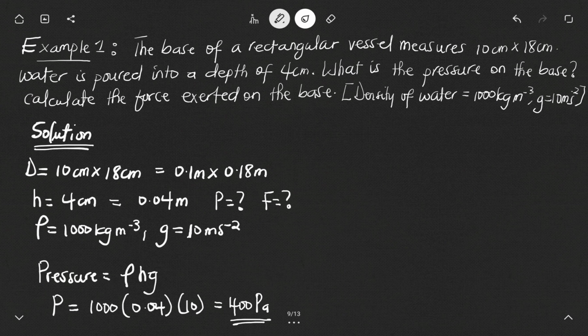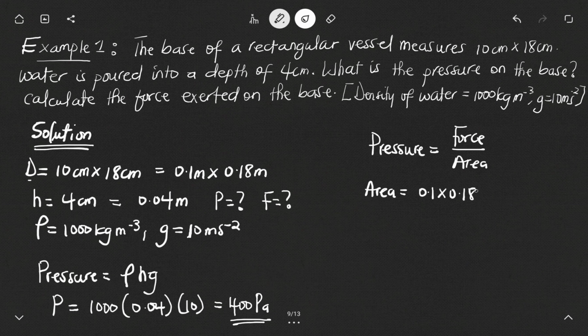Now the second aspect of the question is saying we have to calculate the force exerted on the base. All right, so we know that pressure equals force over area. That's the normal formula. But we have the pressure, we know it's 400 Pascal, right? We're asked to find the force, which we do not know, but we can calculate the area from the dimension of the base given. So the area here will be equal to 0.1 multiplied by 0.18, which is going to give me 0.018 meters square as my area for the base.